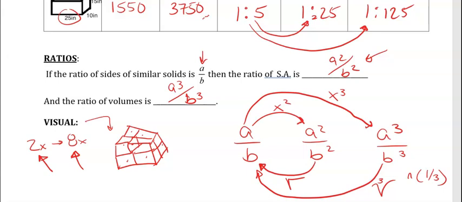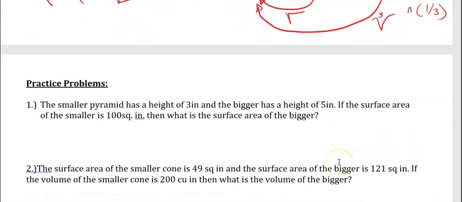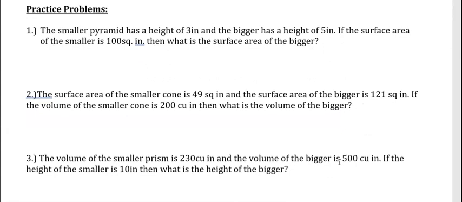Okay. Let's go ahead and do some practice problems. So what they're going to do is give you a ratio with both of the numbers, and you're going to have to change that ratio for whatever you are solving for. So the first one says the smaller pyramid has a height of 3 and the bigger one has a height of 5. The surface area of one is 100. What's the surface area of the other one? Did they give me the ratio of sides, areas, or volumes? What are heights like? Are heights like sides, surface areas, or volumes? Sides, I agree. So they gave us the ratio 3 to 5, but we can't use that.